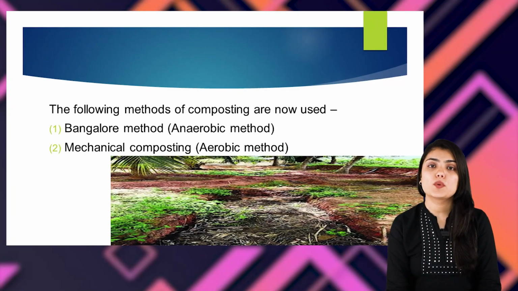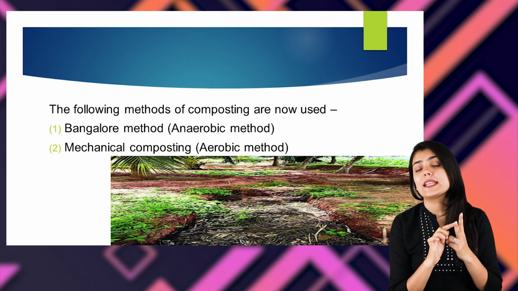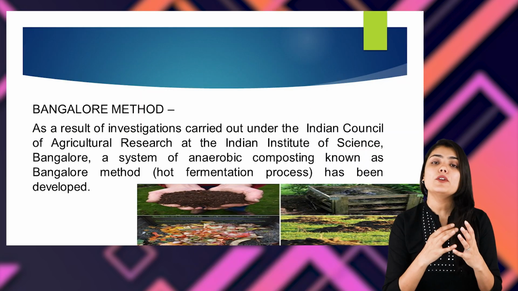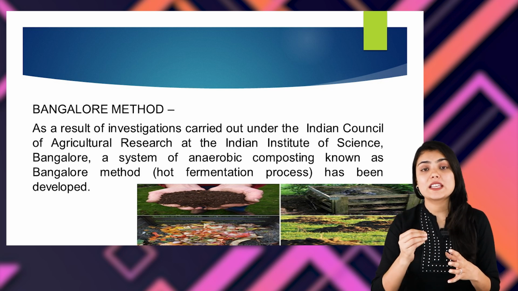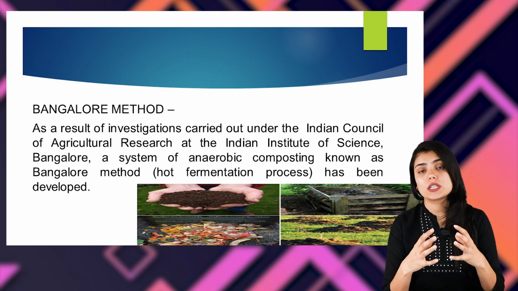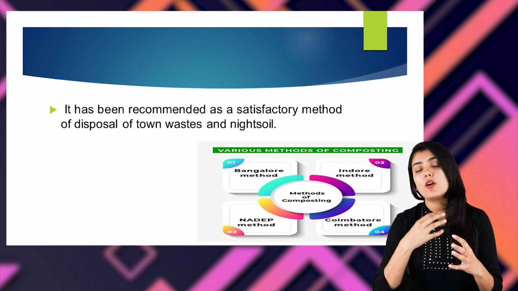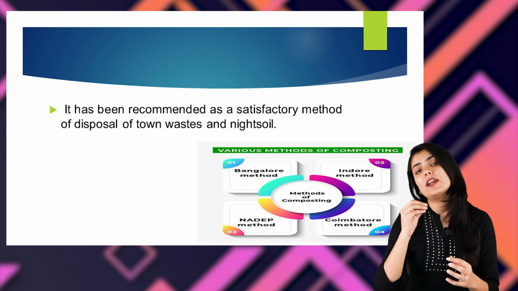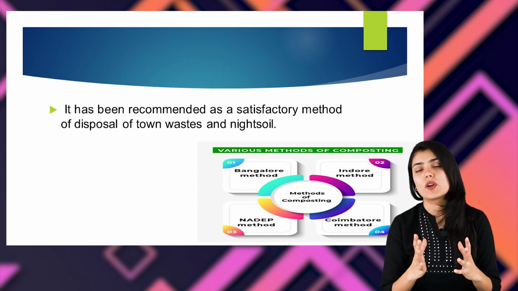For the process of composting as well, we have two different methods that are used, which are called Bangalore method and mechanical composting. Let us first see what is Bangalore method and then we will discuss mechanical composting. Bangalore method is a type of composting which was suggested after an investigation conducted by Indian Council of Agricultural Research at Bangalore. After the research, an anaerobic method of composting was suggested, which was known as Bangalore method of composting.